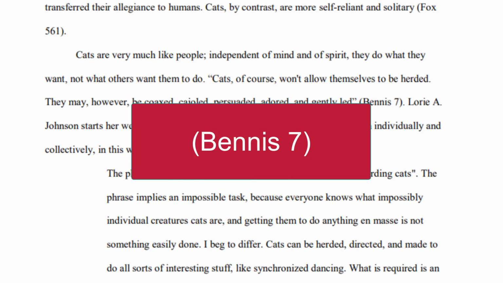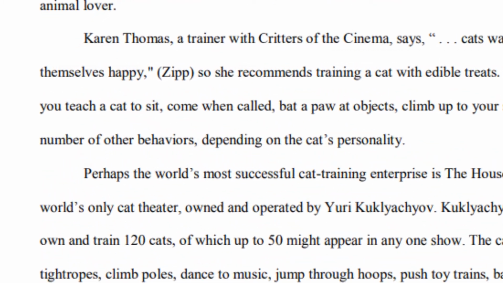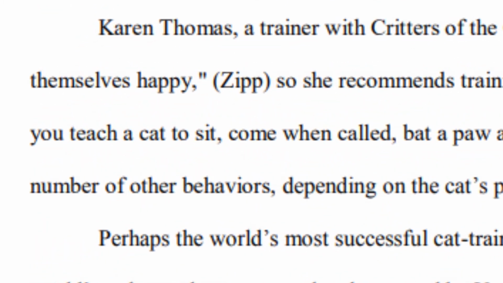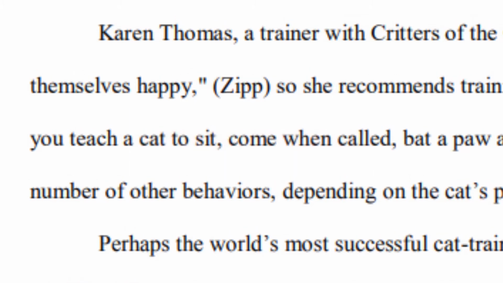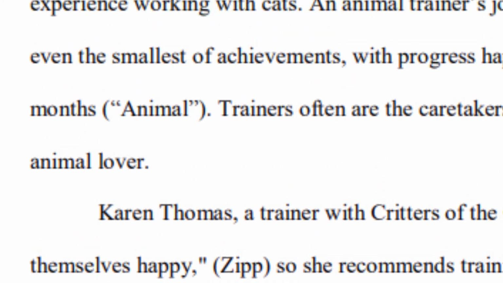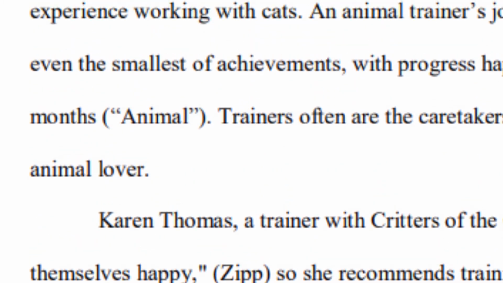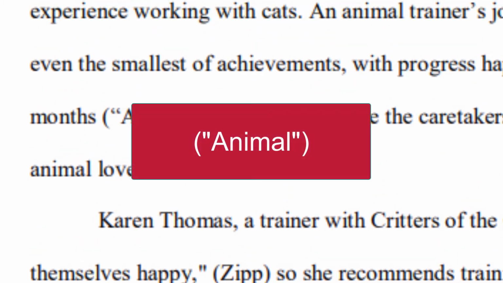Again, an in-text citation consists of the author's last name and the page number. Sometimes a source of information doesn't have page numbers, such as websites or some database articles. In that case, it's enough to just put the author's name in parentheses. Sometimes a source doesn't even have an author. In that case, put the title or a shortened title in parentheses.